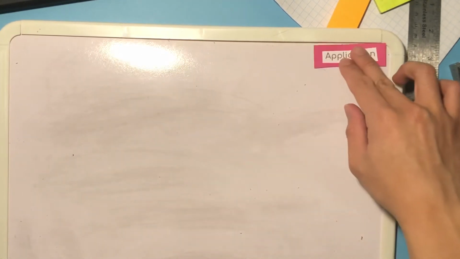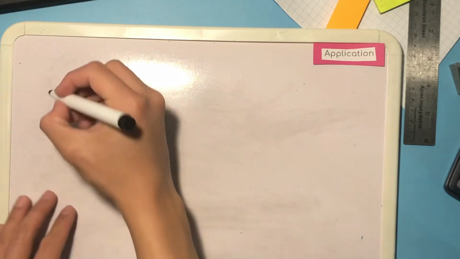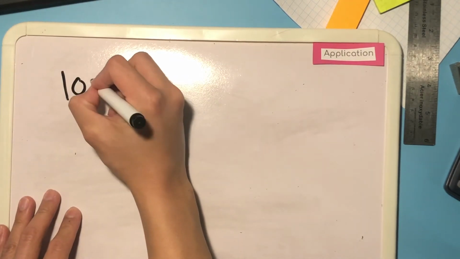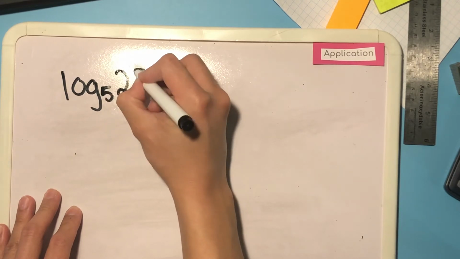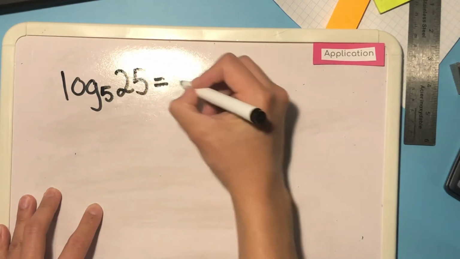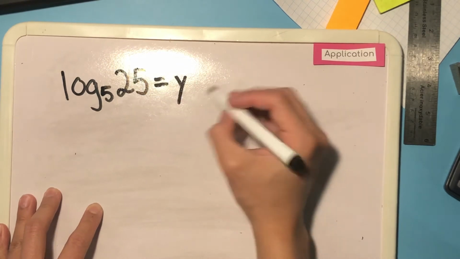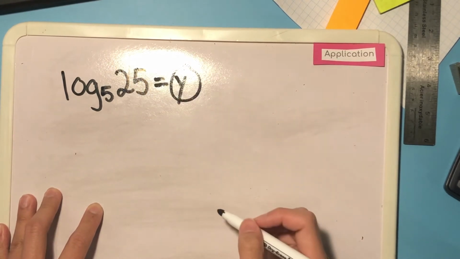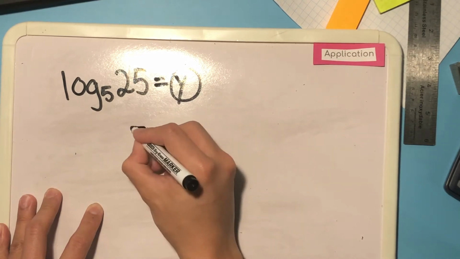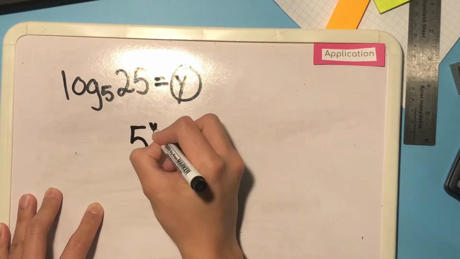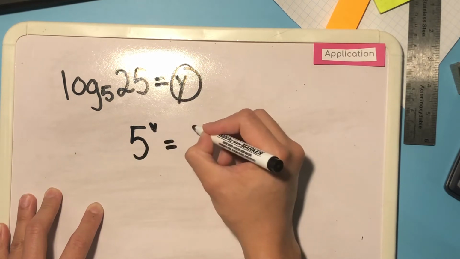Now, let's grab ourselves a whiteboard or some paper and try some logarithm application questions. Now, write this down. Here is an example. Log to the base of 5 of 25 equals y. We are going to evaluate for y. Now, it is important to convert your logarithms into exponents to help you see more clearly. So 5 to the power of y equals 25.